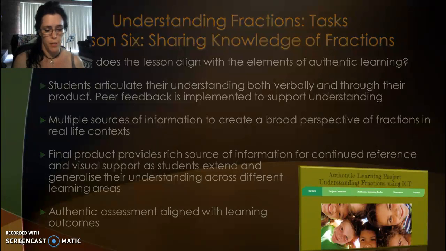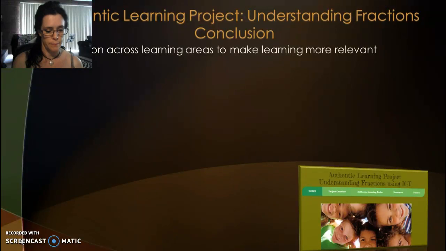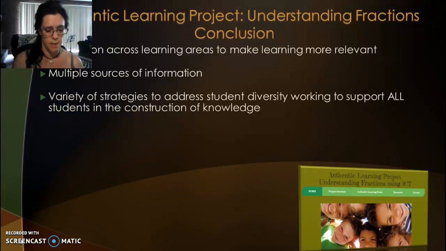The Authentic Learning project uses integration of content across learning areas to make learning more relevant. The inclusive design implements a broad variety of teaching and learning strategies which address learner diversity and reduce the need for additional or segregated support for lower level students, and all students are supported and able to progress at their level of understanding and ability.